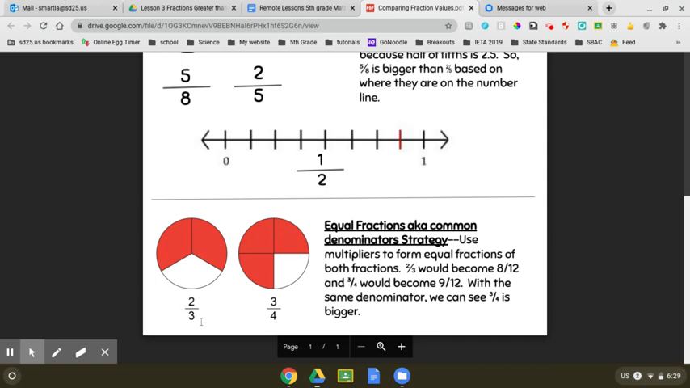So on the 2/3, if I multiplied using a multiplier of 4, I would end up with 8/12. And on the 3/4, if I multiplied with a multiplier of 3, I would end up with 9/12. So if I cut them both into 12ths, that means that's their common denominator. I can see that this one is bigger because I would have 9 of these pieces and 8 of these pieces. So we can see that 3/4 would be bigger than 2/3.